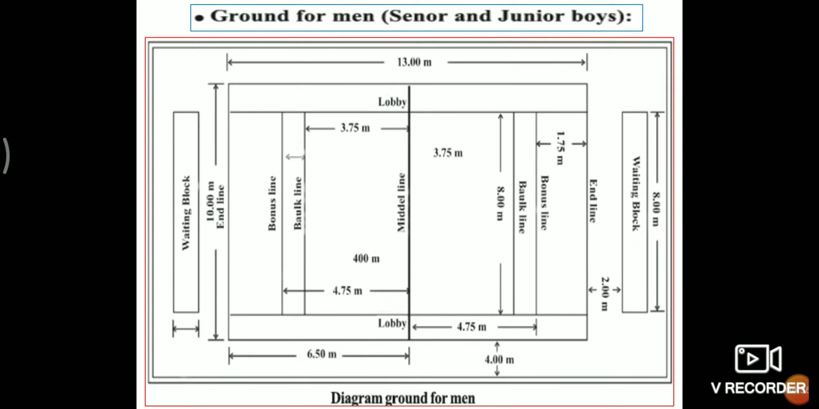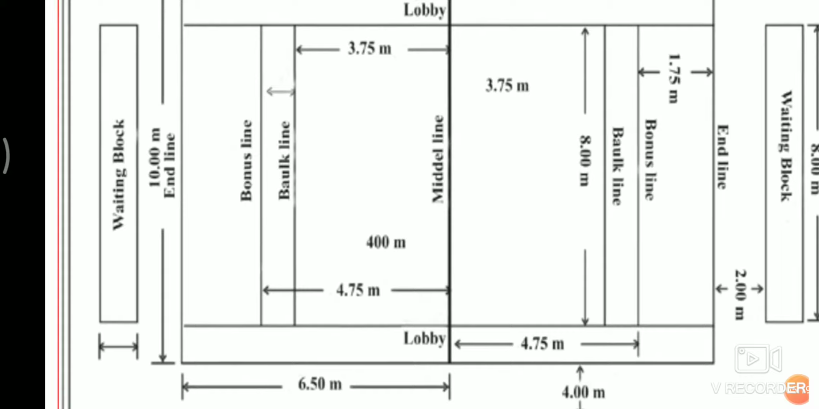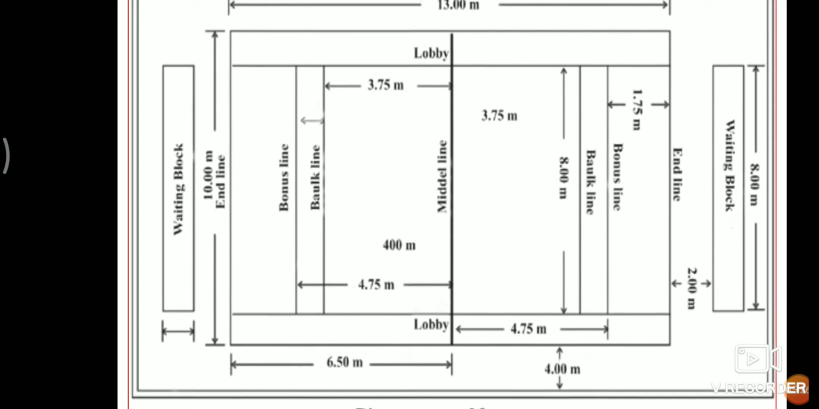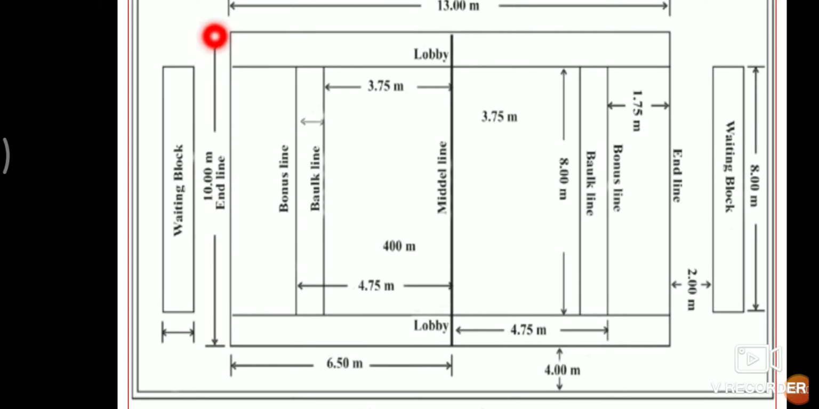Ground for men, senior and junior boys. Students, you are seeing on the slide, the length of the ground is 13 meters and the width of the ground is 10 meters, which you can see here. Then the distance from end line to center line is 6.50 meters.